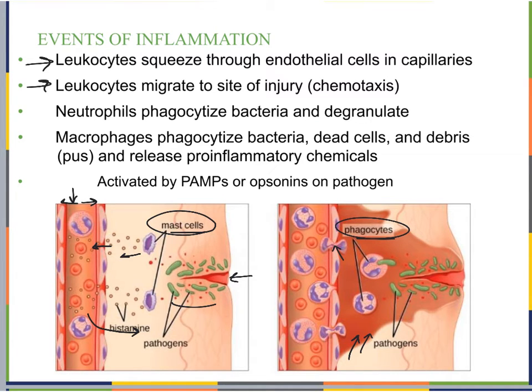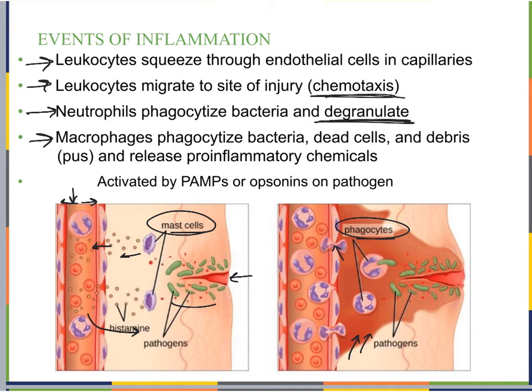So our leukocytes migrate to the site of injury. Again, remember that's chemotaxis. So chemotaxis is when cells are going to move based on chemicals. The whole process here that we're talking about is the movement of cells and them squeezing through the capillary, or in between the two cells in the capillaries, and it's called diapedesis, is cells moving. So neutrophils are going to phagocytize bacteria and then also degranulate. So remember, they can release those cytotoxic granules.